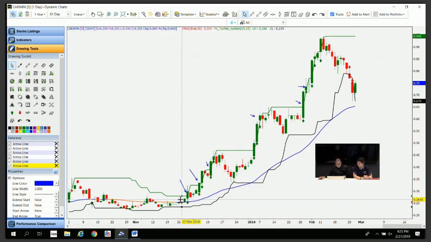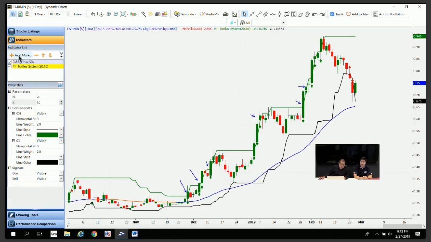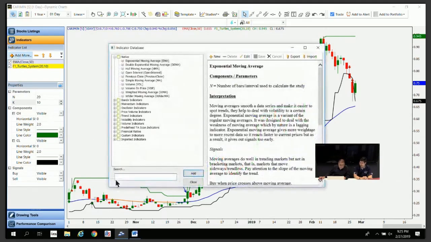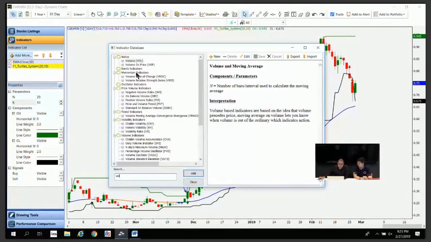Now, there's one more indicator, which is volume, that I forgot to talk about. On the breakout, there should be higher volume. I haven't drawn volume, so let's do volume together. Where is the volume? Indicator, add more, and we can search for volume. VOL. Okay, volume.